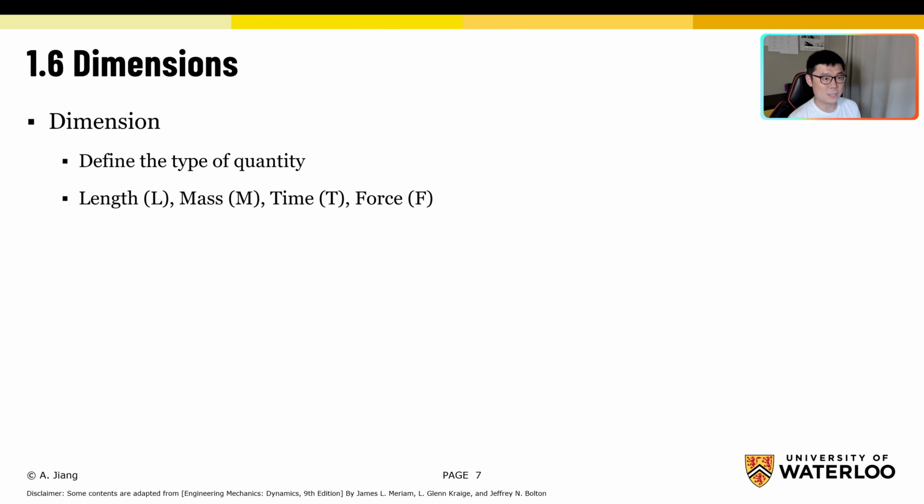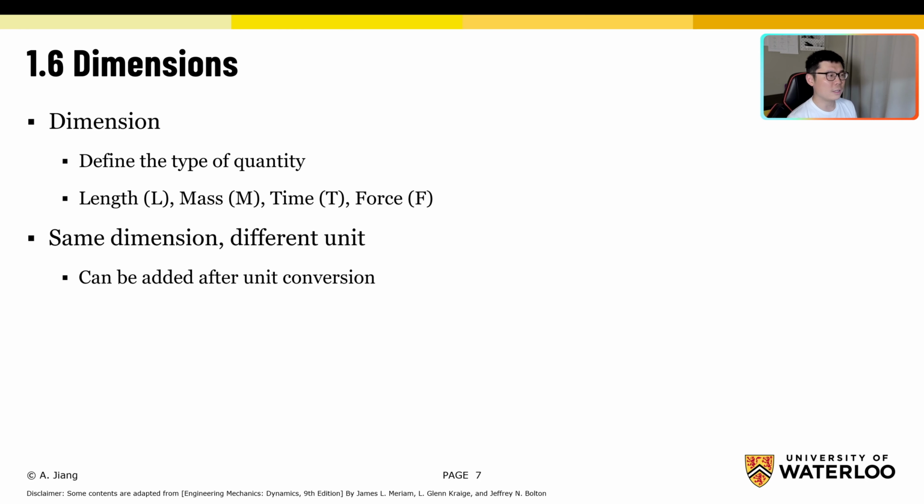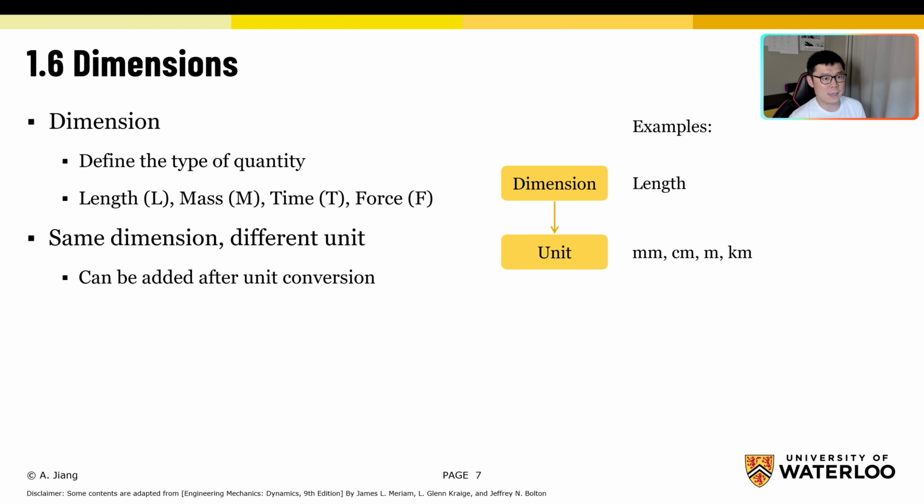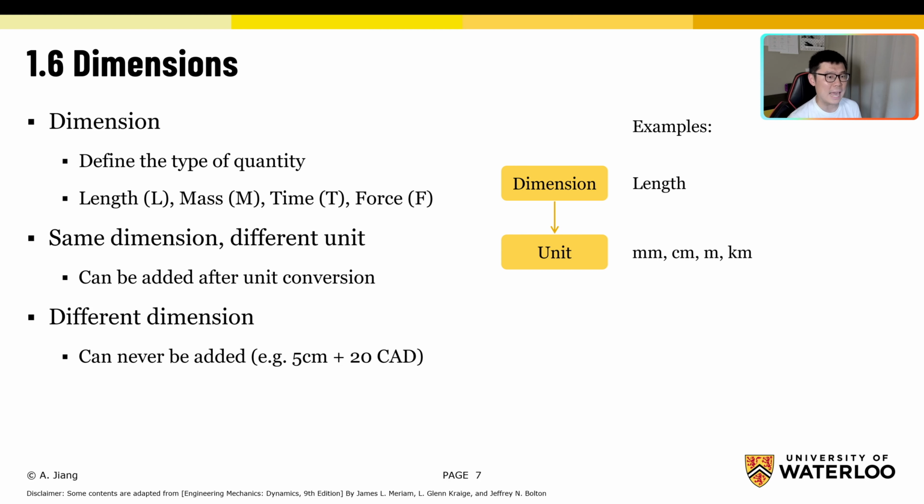Lastly, dimensions. I believe you should have gone through this in statics, but let's review it anyway. You can think of dimension as a higher category above unit. With the same dimension, you can have different measurements, right? You can measure length in millimeters, in centimeters, in meters, in kilometers. And different dimensions cannot be added or combined in any way, such as adding 5 centimeters with $20. What does it even mean?